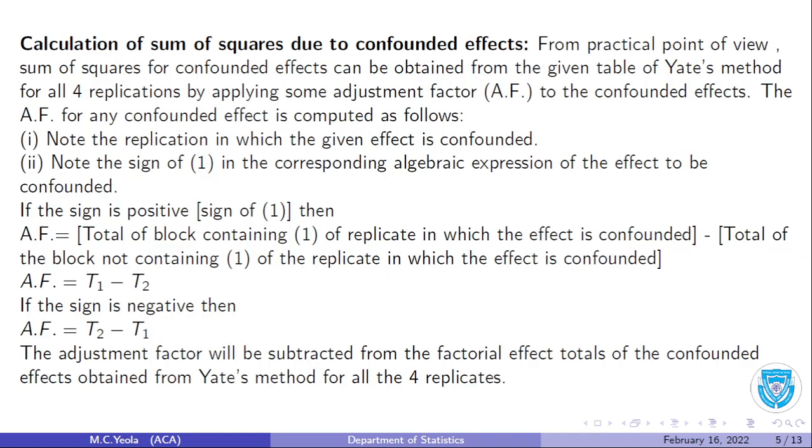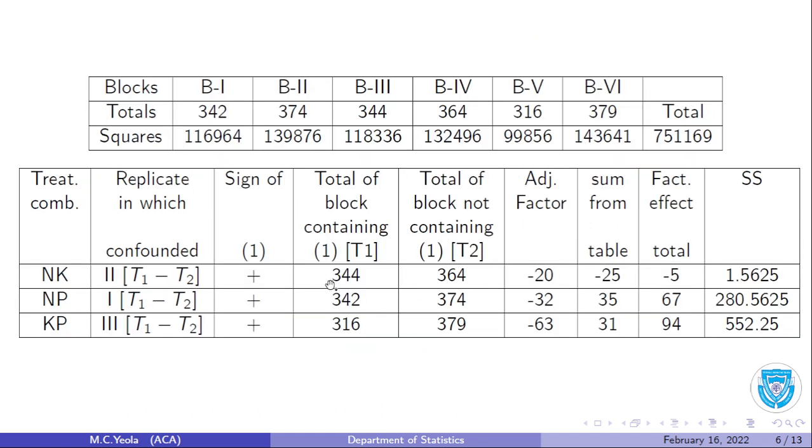Then the calculation of the sum of squares due to confounded effects is the same as in the previous practical. We get the block totals once again for obtaining the block sum of squares. Like in the previous case, we get the total of the squares of these block totals, the summation of Bj square.